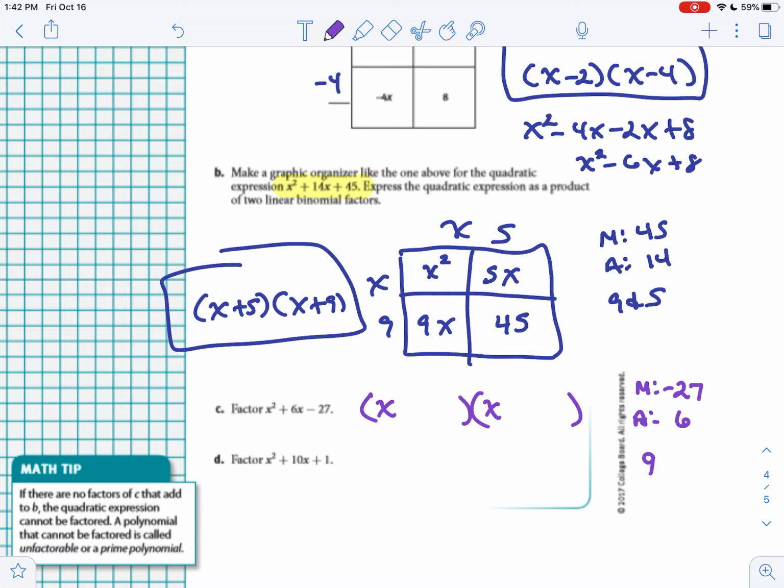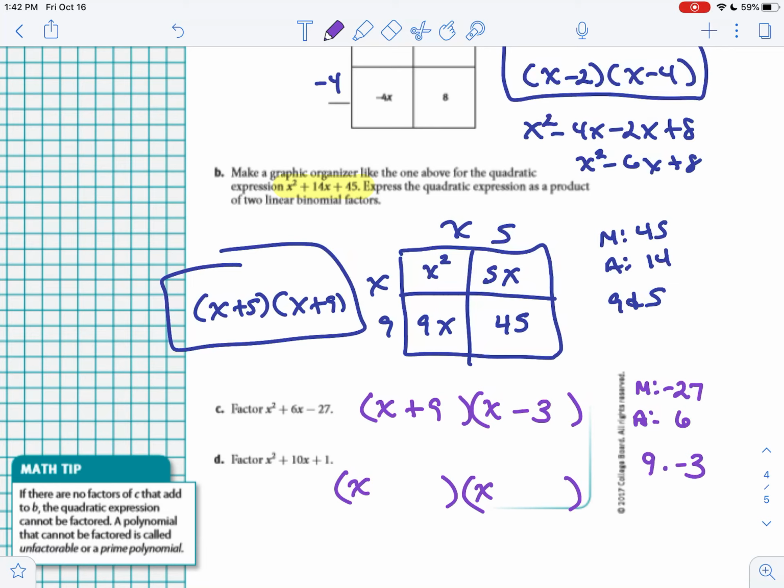So I think about those numbers, and I come up with 9 times 3 is 27. 9 times negative 3 is negative 27. And 9 plus 3 is 6. So it needs to be plus 9 and minus 3. Okay, and you can definitely get a 6 in the middle if you do 9x take away 3x.